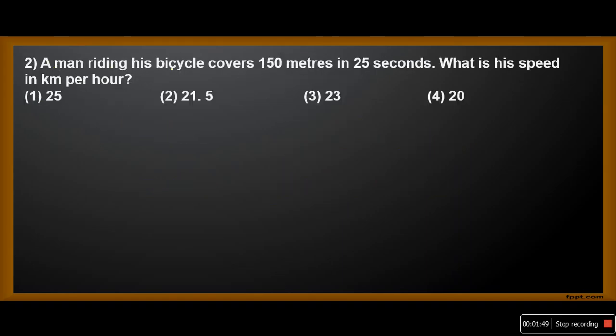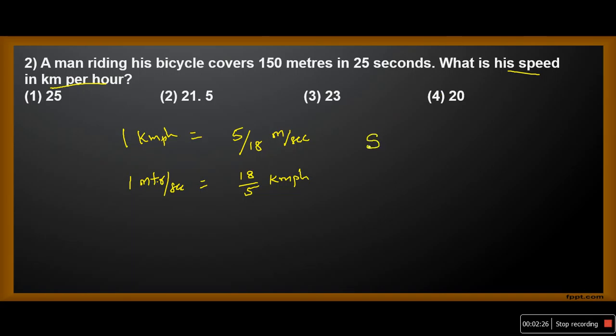A man riding his bicycle covers 150 meters in 25 seconds. What is his speed in kilometer per hour? Now we know that 1 kmph equivalent to 5 by 18 meter per second. So 1 meter per second equivalent to 18 by 5 kilometer per hour. Now here he's asking us to find the speed. What is the definition of a speed? Speed equivalent to distance by time.